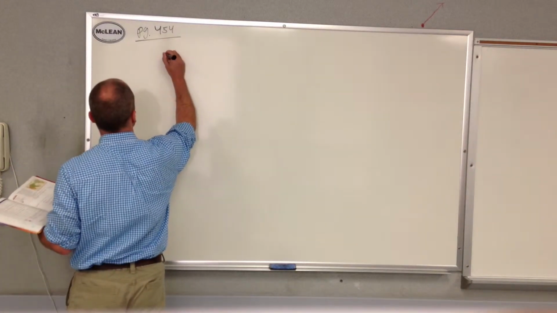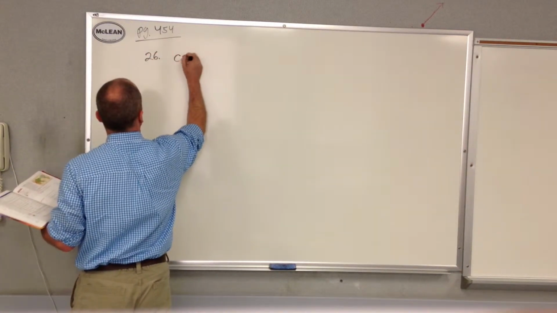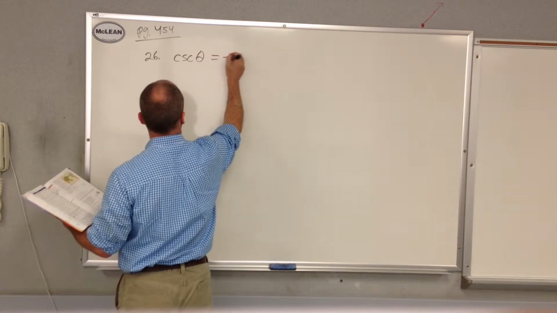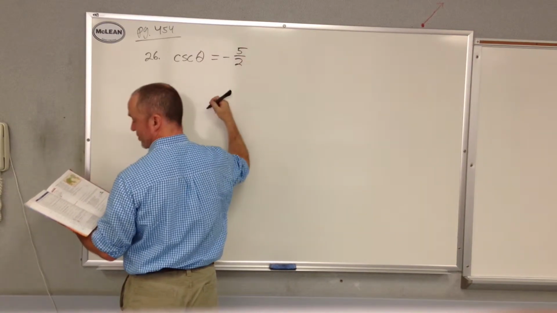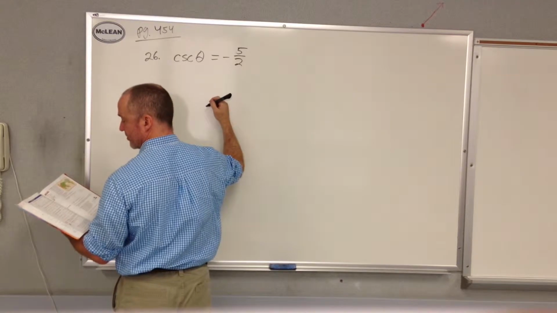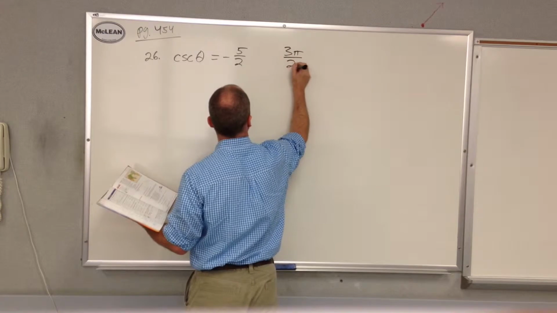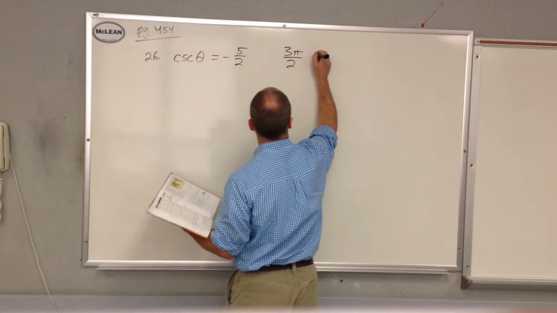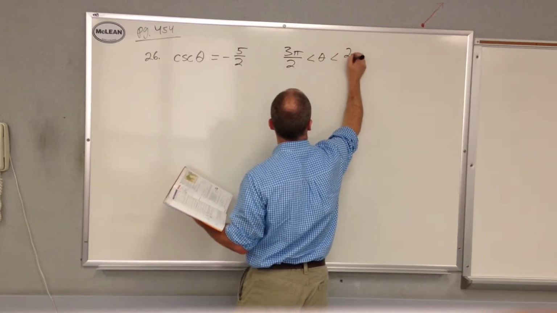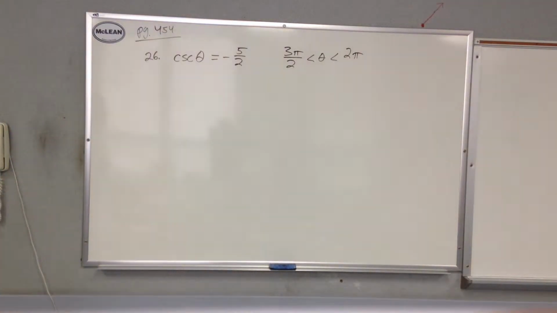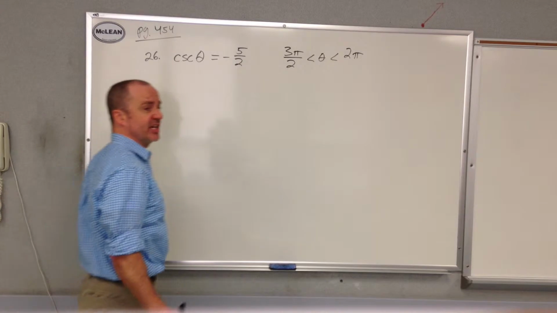The reciprocal identity. The cosecant of theta is equal to -5/2. I don't see any Pythagorean triples in our future. And they give you, in radians, that this is an angle somewhere between 3π/2 and 2π. So what quadrant are you in? Quadrant 4. Yeah, you're sitting in quadrant 4.